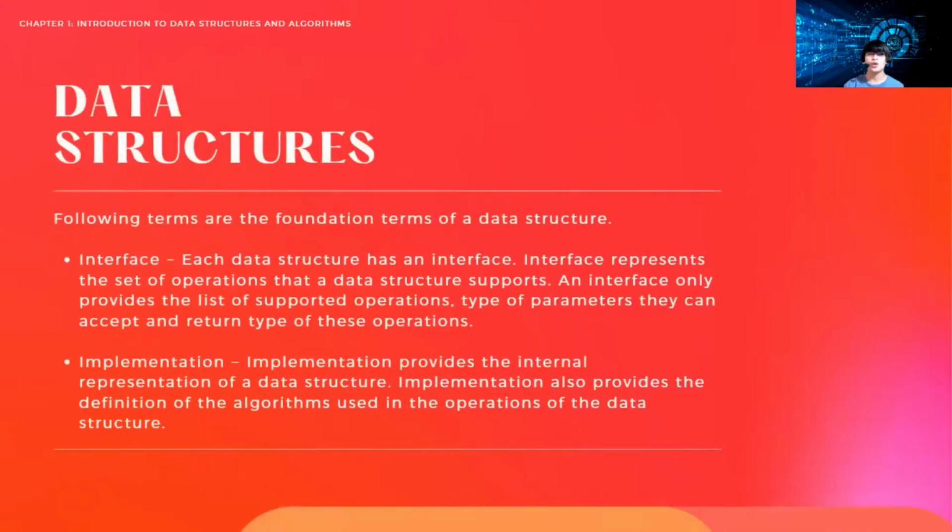So the following terms are the foundation terms of a data structure. Of course, there are different foundations when it comes to data structure. First is the interface. Each data structure has an interface. An interface represents the set of operations that the data structure supports. An interface only provides the list of supported operations, the type of parameters they can accept, and the return type of these operations. We're going to learn that more when we start doing some code.